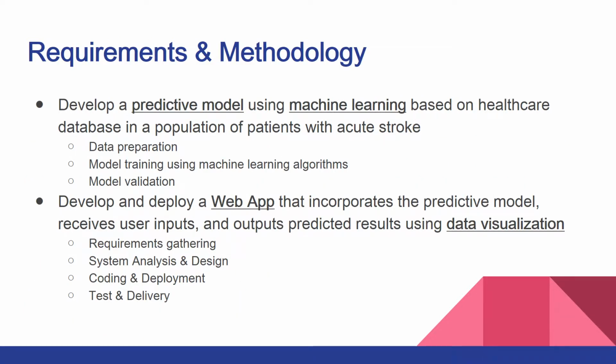First, we need to develop a predictive model using machine learning based on healthcare database in the population of patients with acute stroke. This involves data preparation, model training, and validation. Second, we need to develop and deploy a web app that incorporates the predictive model, receives user inputs, and outputs the results using data visualization. And this involves typical software engineering methodology, including requirement gathering, system analysis and design, coding, deployment, test, and delivery.